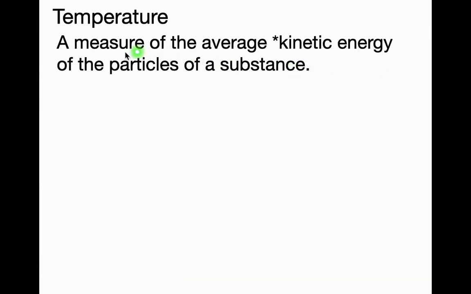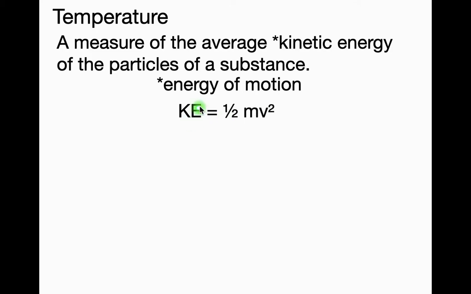First, let's look at temperature. Temperature is a measure of the average kinetic energy of the particles of a substance. Kinetic energy is the energy of motion. Anything that is moving has kinetic energy. Kinetics means motion. The equation that we could use to calculate kinetic energy is 1/2 times the mass times the velocity squared.